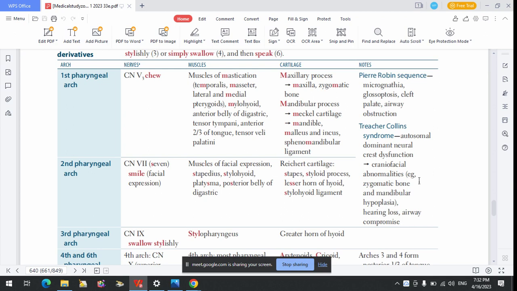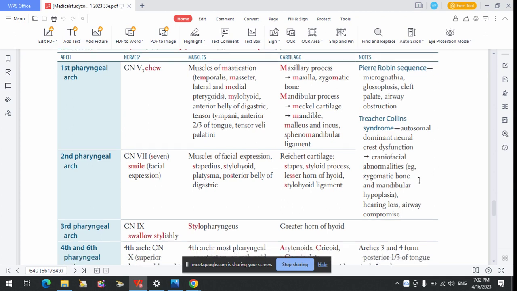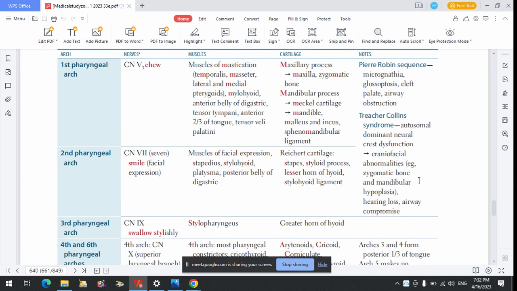If you guys know these first two, the other ones are very easy. This is the complex one that is there. Actually, the first two look easier to me now. Don't worry, because the first one is a lot of M's, and the second one is a lot of mandibular: mastication, maxillary, mandibular, malleus, incus, zygomatic bone, Meckel cartilage. The only one not in keeping is the sphenomandibular ligament.